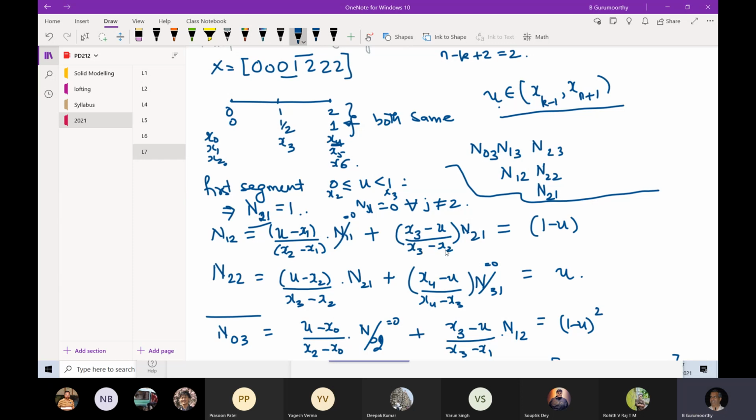So k is 2 and i is 1. Therefore, these are the terms I get here. N21, of course, is 1. And therefore, I plug in the value of x3. x3 is 1. Therefore, this becomes 1 minus u. And like that, I write down N22 as well.